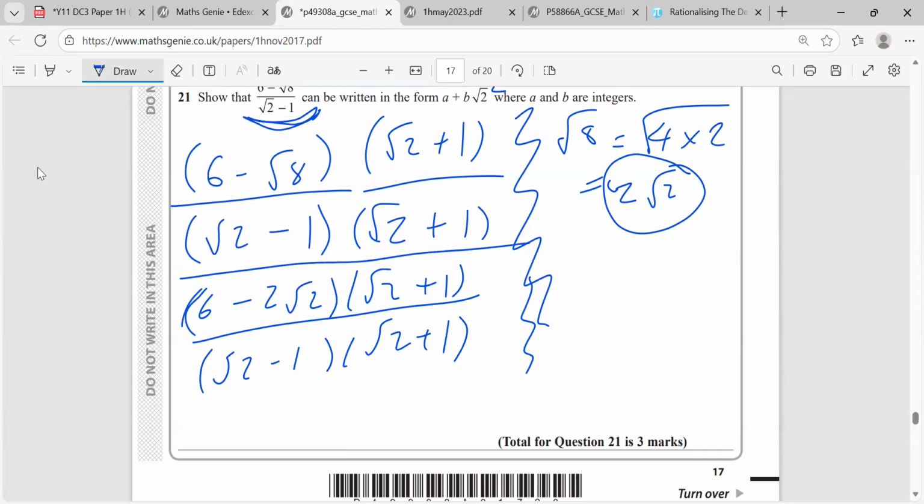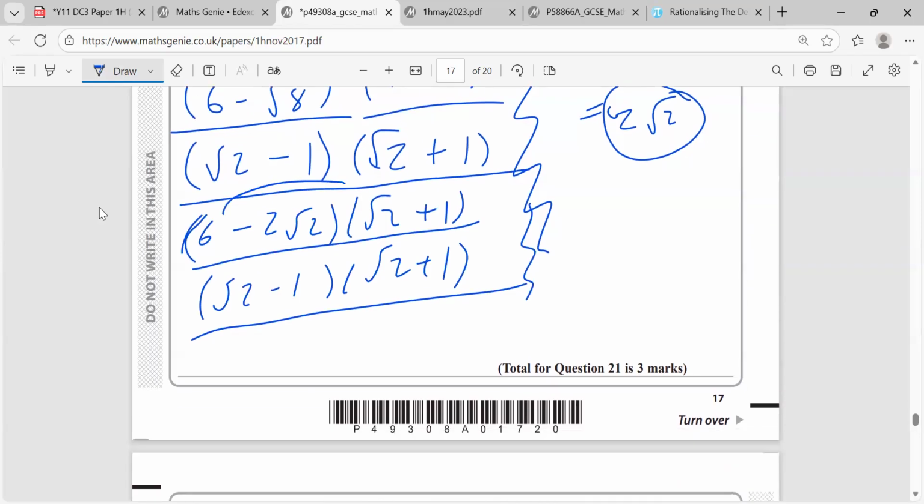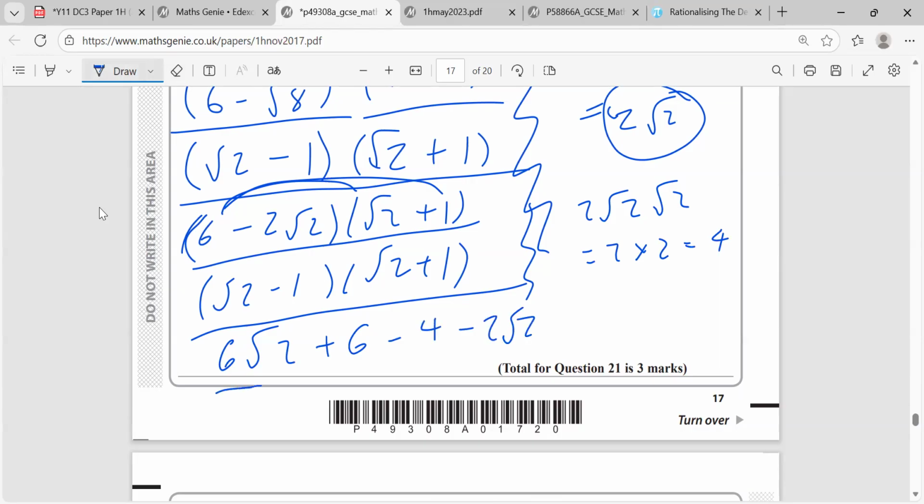Okay, just separate this out as I go along. It's getting a bit messy. So the top part: 6 root 2 plus 6. Then I've got 2 root 2 times root 2. That gives me 2 times 2, which is equal to 4, so it's going to be minus 4, sorry. Just take your time with the signs. Minus 4, then you've got minus 2 root 2. All over, root 2 times root 2 is 2. And then 2 take away 1 is going to be 1.